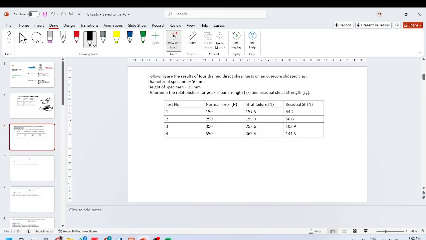Okay, so the next question is, following are the results of four drained direct shear tests on an over consolidated clay. Diameter of specimen is 50 mm. Height is 25 mm. Determine the relationships for peak shear strength and residual shear strength.